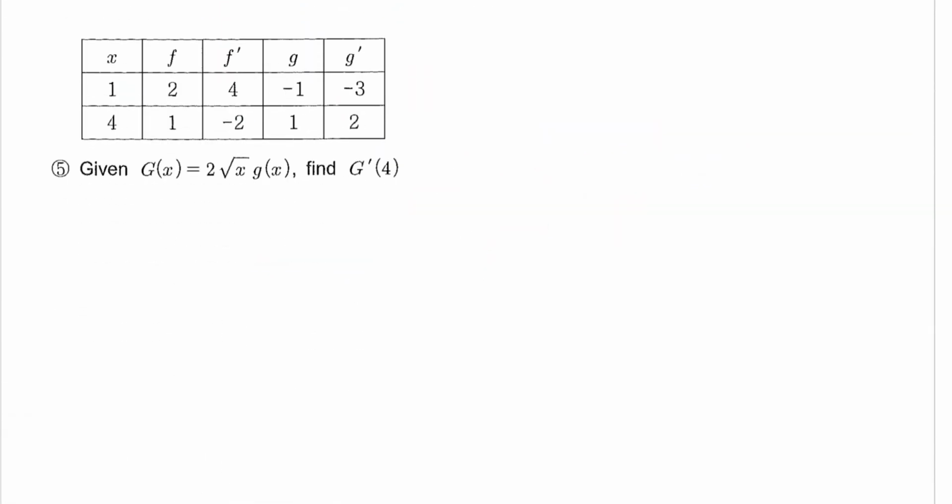The functions are getting a little bit more complicated now. I got 2 root x times g of x. So I got a constant again, and there's g of x there. So before I actually start taking the derivative, we might want to rewrite this as 2 times x to the power 1/2, and then we can times that by g of x.